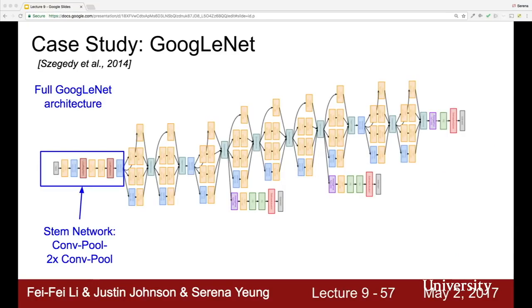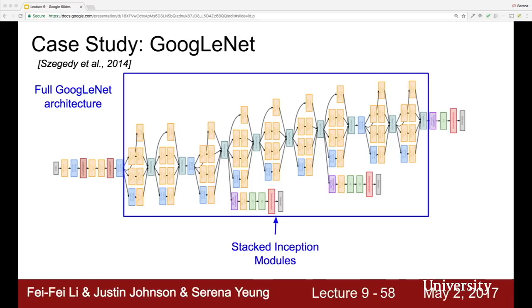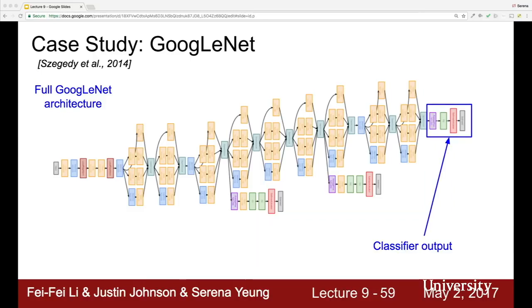If we look at this in a little more detail, here I've flipped it because it's so big, it's not going to fit vertically on the slide. What we start with is a stem network. This is more of a vanilla plain ConvNet that we've seen earlier, just a sequence of layers: conv, pool, a couple of convs, another pool, just to get started. And then after that, we have multiple inception modules all stacked on top of each other. And then on top, we have our classifier output.